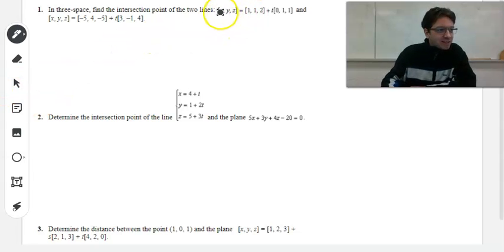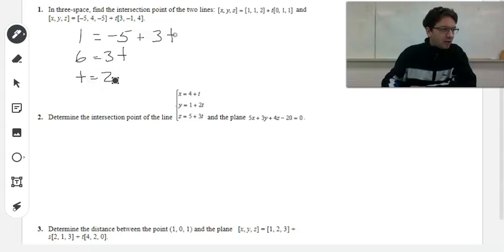Here, our x equation for, let's call this line 1, is 1 plus 0t, or just 1. And that's going to equal our x equation for our second line, which is minus 5 plus 3t. And so we have 1 equals minus 5 plus 3t. That's actually quite simple. We just need to solve for t. So we will get 6 equals 3t, and therefore t equals 2.